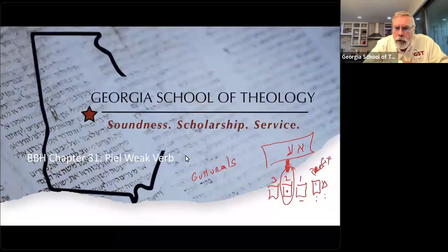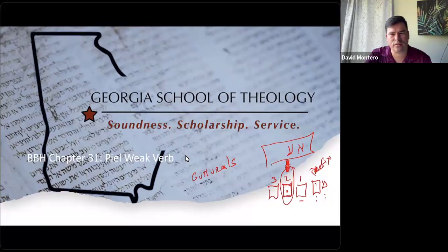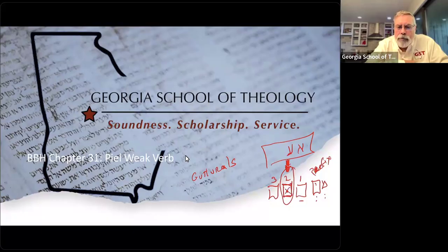Why? It's right in front of you. What do you see in that position? What do gutturals not take? Gutturals cannot take dagesh. There you go. They cannot take the dagesh forte, right?